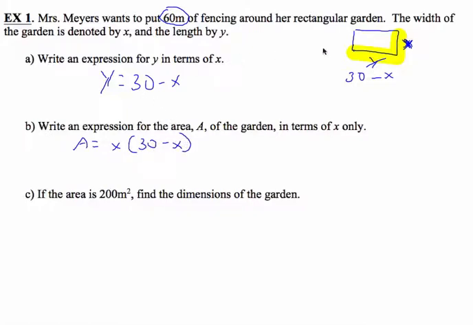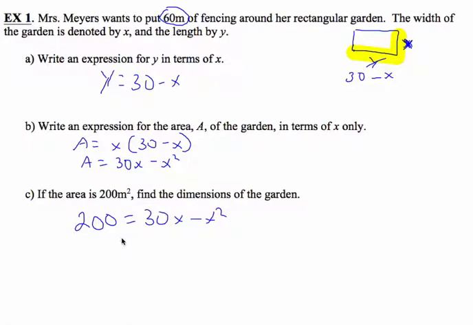So now you see why we had to use x instead of y here, so we can have an equation with one variable. And we can simplify this. This is 30x minus x squared. And in the last question, if the area is 200, find the dimensions. So we're going to put in 200 here. 200 equals 30x minus x squared.